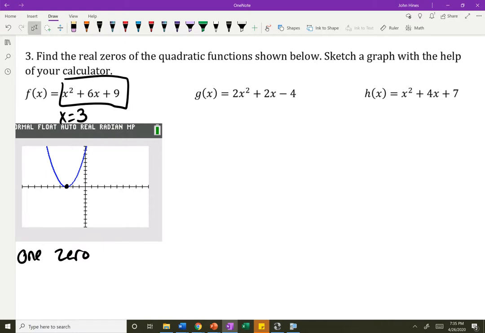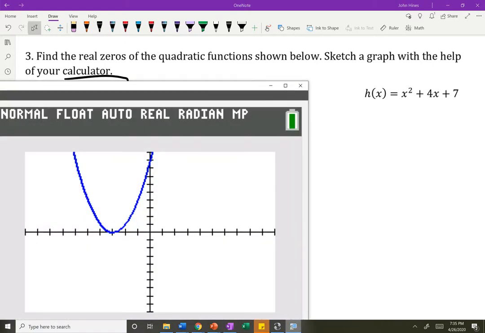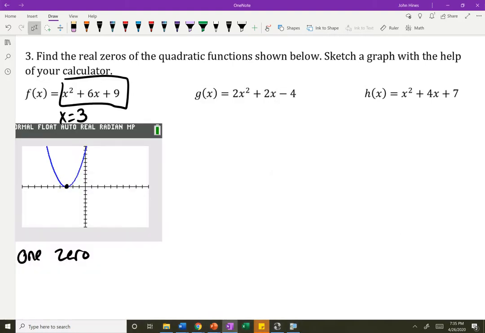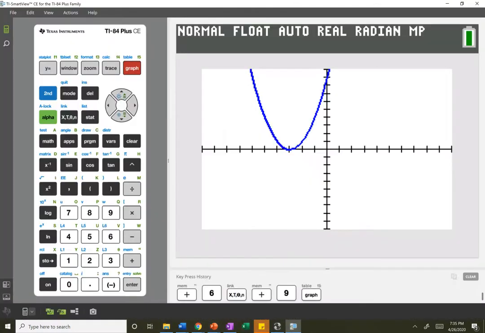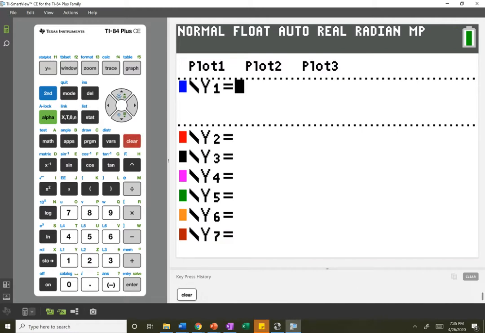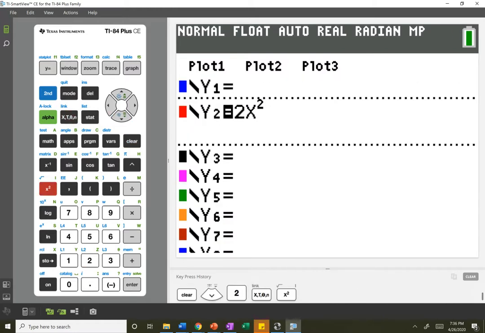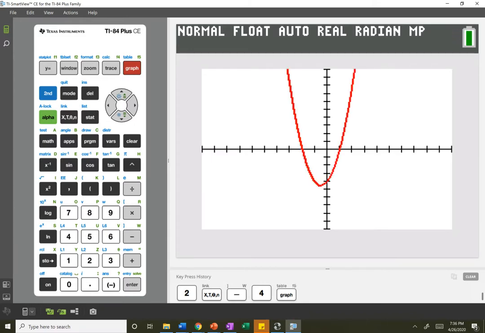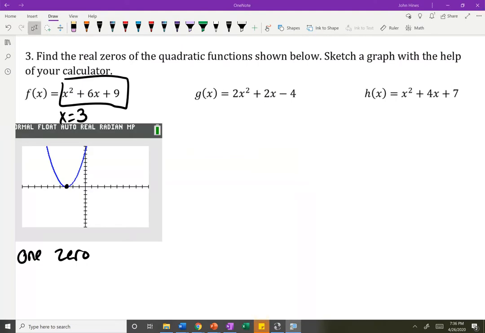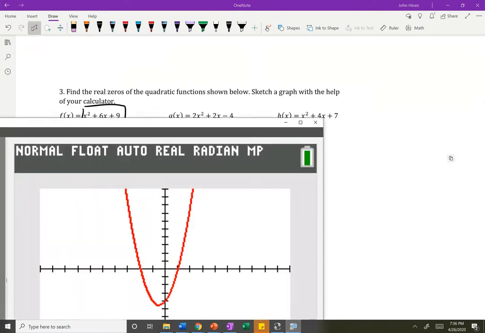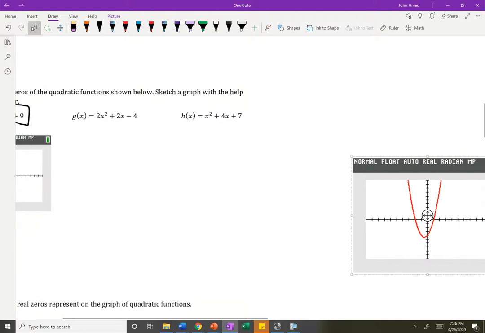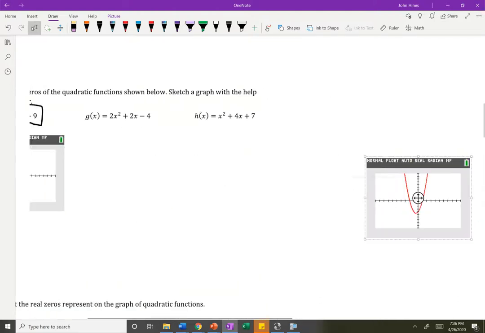Let's graph the next one. 2x squared plus 2x minus 4. So here we go. Let me go to the red one just to get a different color. 2x squared plus 2x. I'm always struggling with this calculator. Plus 2x minus 4. So if I graph that one there, I see it touches the x-axis twice. I see it touches the x-axis 2 different times. It touches it at, let me shrink it down and move it over.